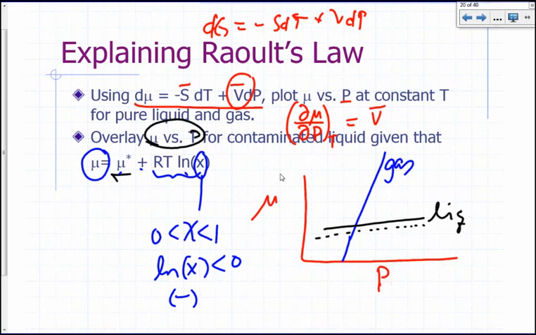And so effectively what happens is, what does this intersection right here mean? That's when the chemical potential of the liquid and the gas are equal, right? So this is your vapor pressure right here of your pure liquid. That's PA star. And what happens to that intersection between the two curves? Right here, you have your PA. So you have vapor pressure lowering when you contaminate the liquid.